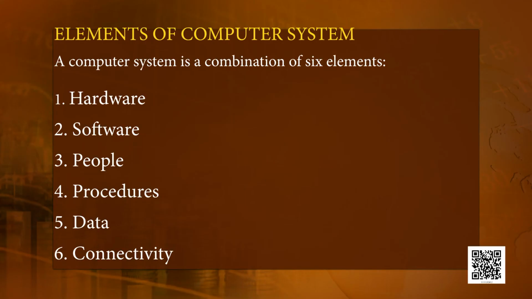Now, the fourth element of a computer system, procedures. Procedure means a series of operations in a certain order or manner to achieve desired result. There are three types of procedures which constitute part of computer system. Hardware oriented is the first type, software oriented is the second type, and internal procedure is the third type.